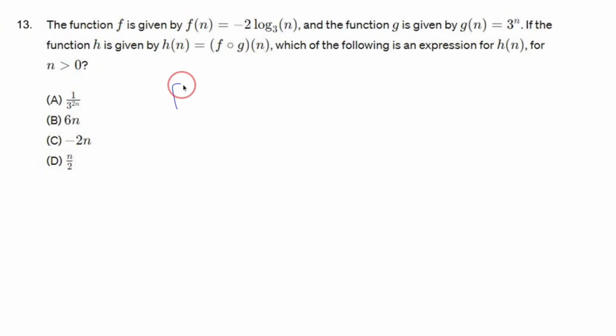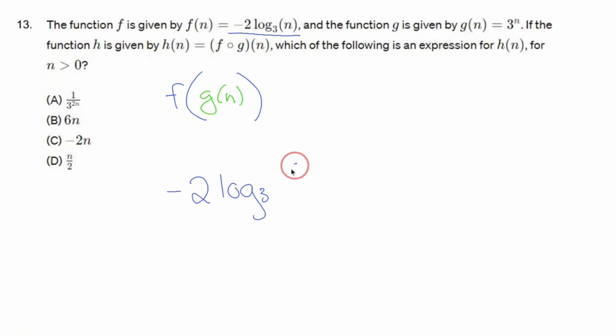So I prefer to write this out as f of g of n. Okay, that's how I like to do it. And if you're like, no, I prefer the f-circle-g looking thing, well then good for you. What you do with this is you start out with f, and f is -2 log base 3 of n. You write out all of f and leave a nice big blank space for where n is, like so. You replace that n with whatever g of n is, and g of n is 3 to the nth power.